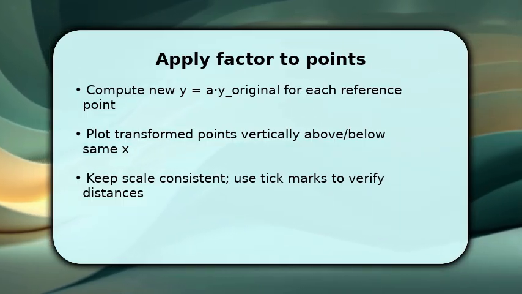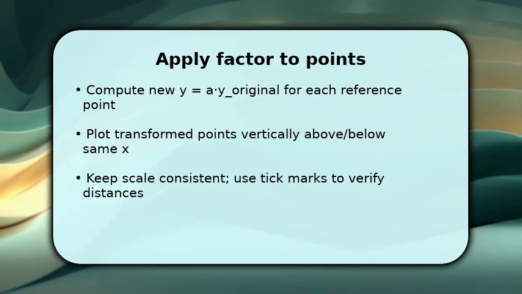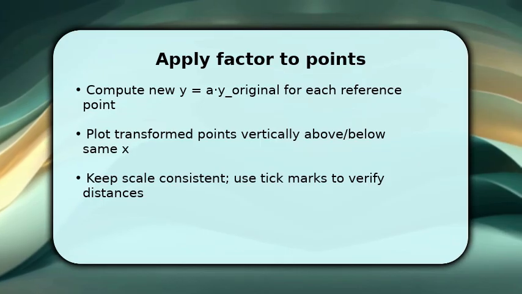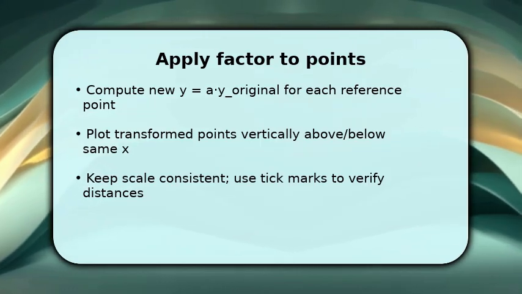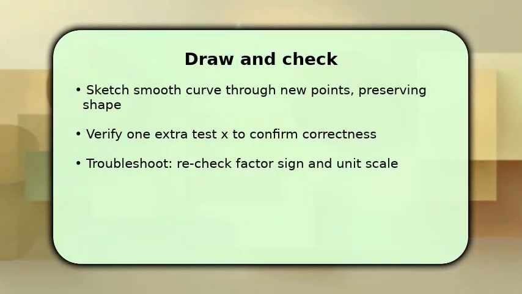Do not move horizontally. Connect points smoothly following original curvature, preserve concavity and slope direction. If the function is piecewise, transform each segment the same way so the whole graph remains coherent. Finish by drawing a smooth curve through the transformed points, matching the shape and rounded corners of the parent function.